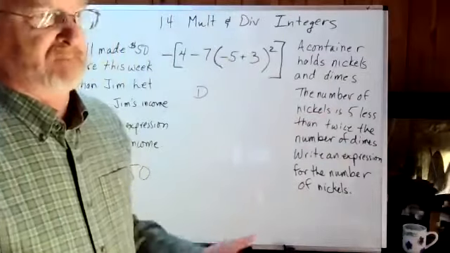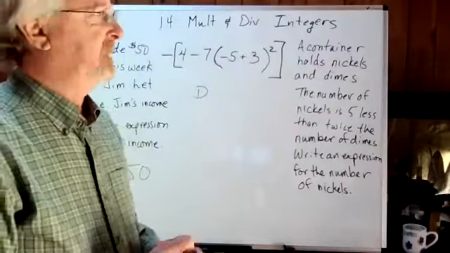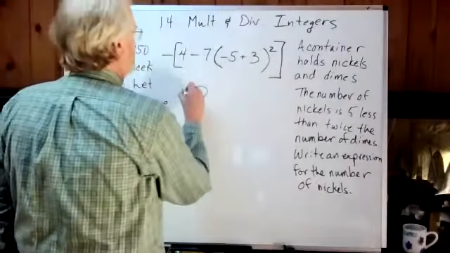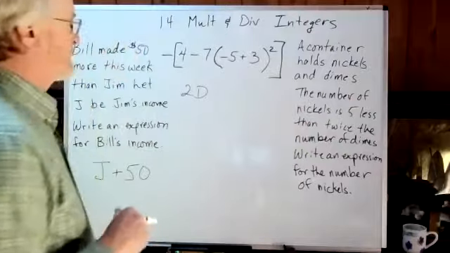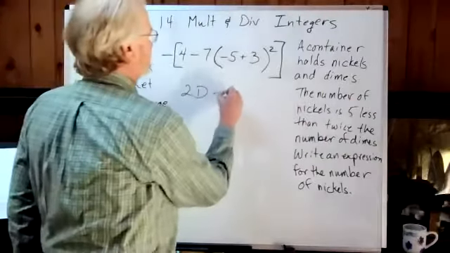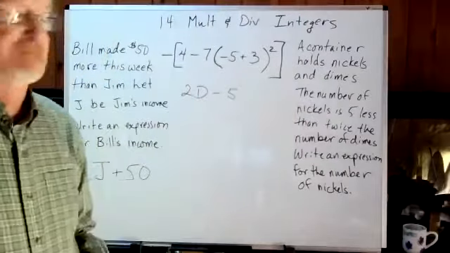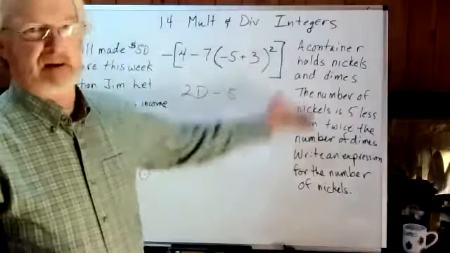Twice the number of dimes, what does that mean? I think I mentioned this the other day. Twice just means 2 times, not like dimes squared, all right? So 5 less than that, twice the number of dimes minus 5 would be 5 less than twice that number. So we're trying to get out of that one.